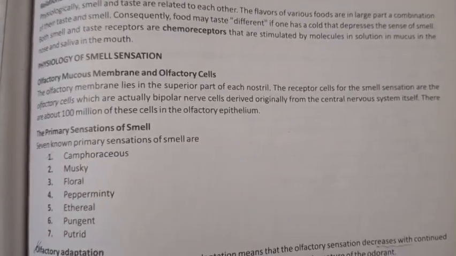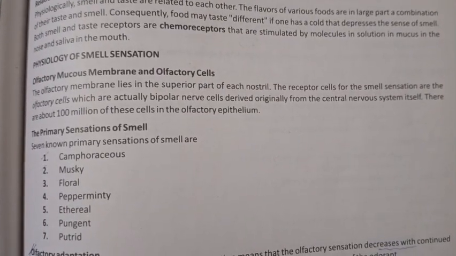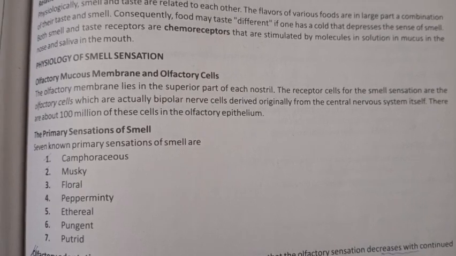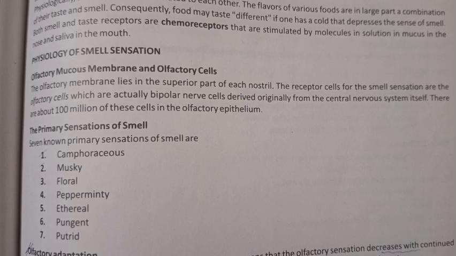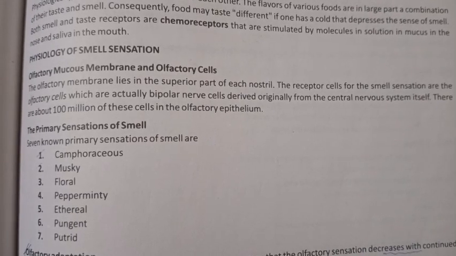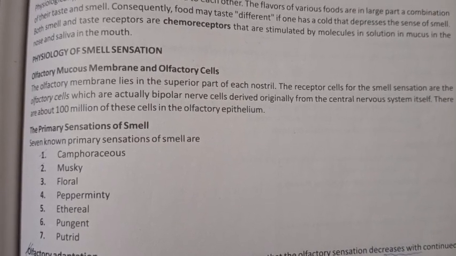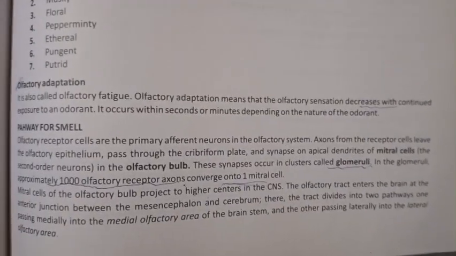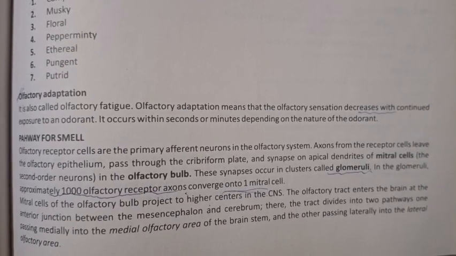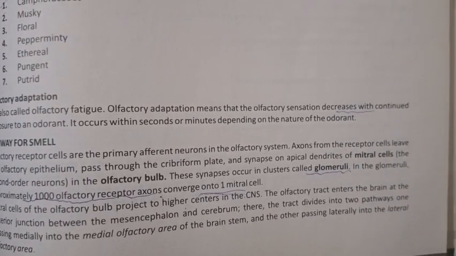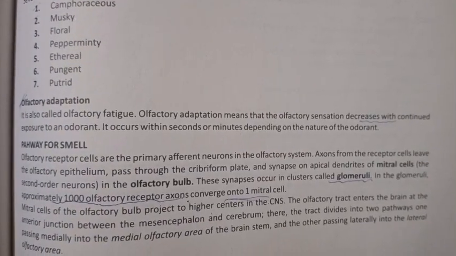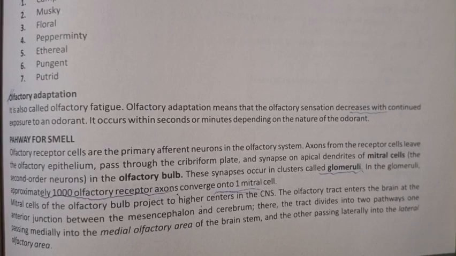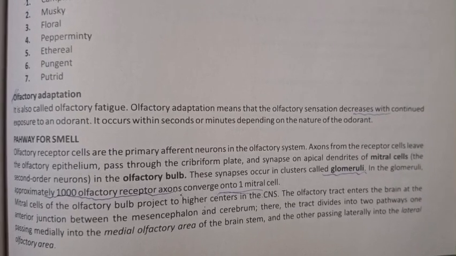Then we are talking about the primary sensations of smell, which are given below. Seven primary sensations of smell are camphorous, musky, floral, pepperminty, ethereal, pungent, and putrid. And then we are talking about olfactory adaptation. It is also called olfactory fatigue. Olfactory adaptation means that the olfactory sensation decreases with continuous exposure to an odorant. It occurs within seconds or minutes, depending on the nature of the odorant.